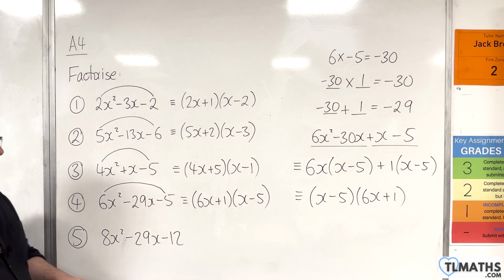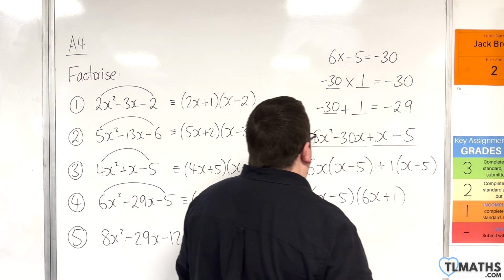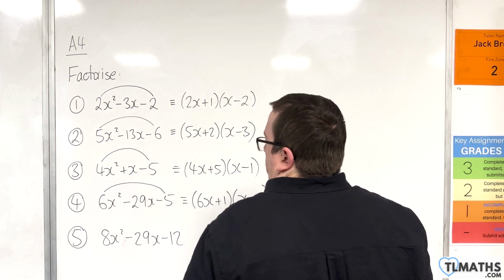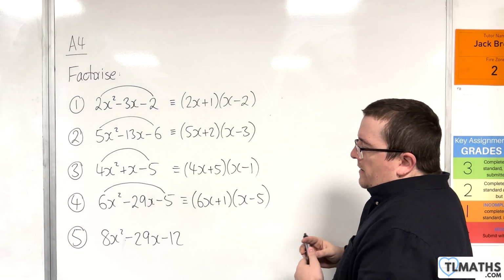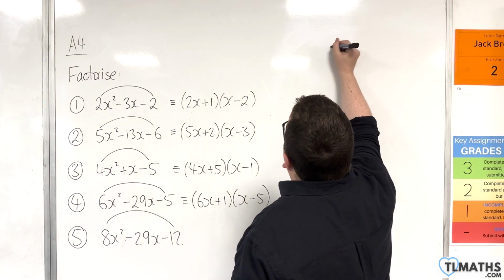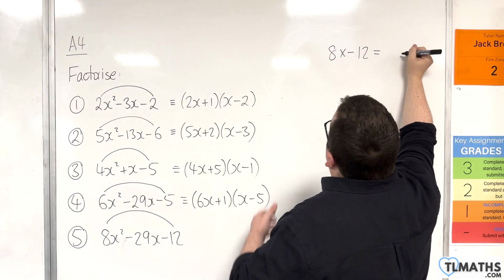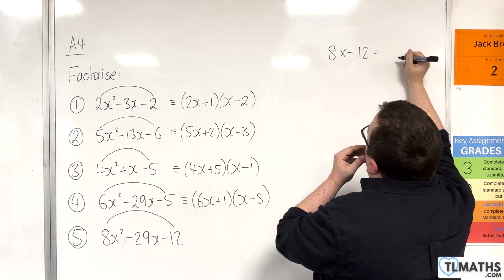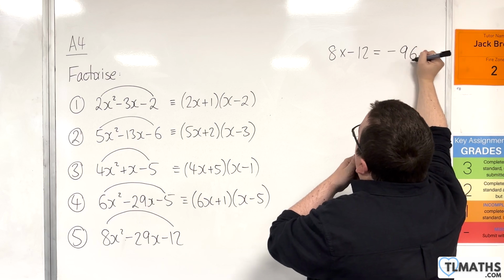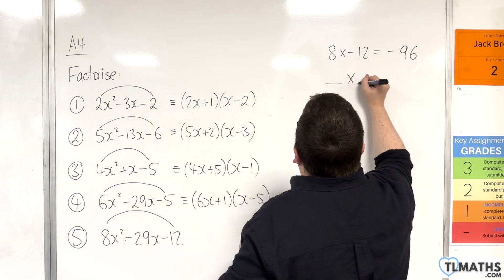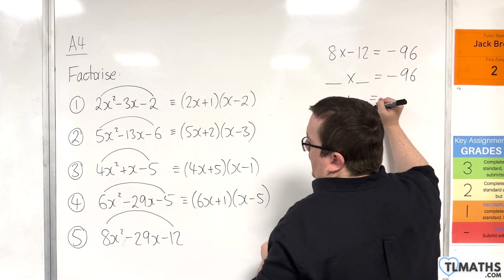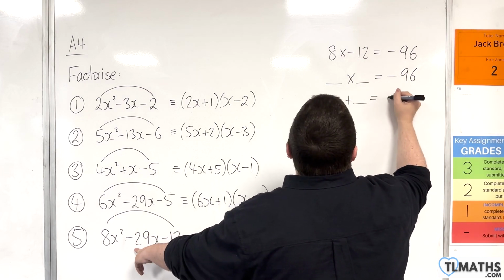Okay, right, number 5. So last one, we've got 8x squared, take away 29x, take away 12. I'm going to multiply the 8 and the minus 12 together first. So 12 eights, 96, so minus 96. So two numbers that multiply together to make minus 96, but add together to make minus 29.